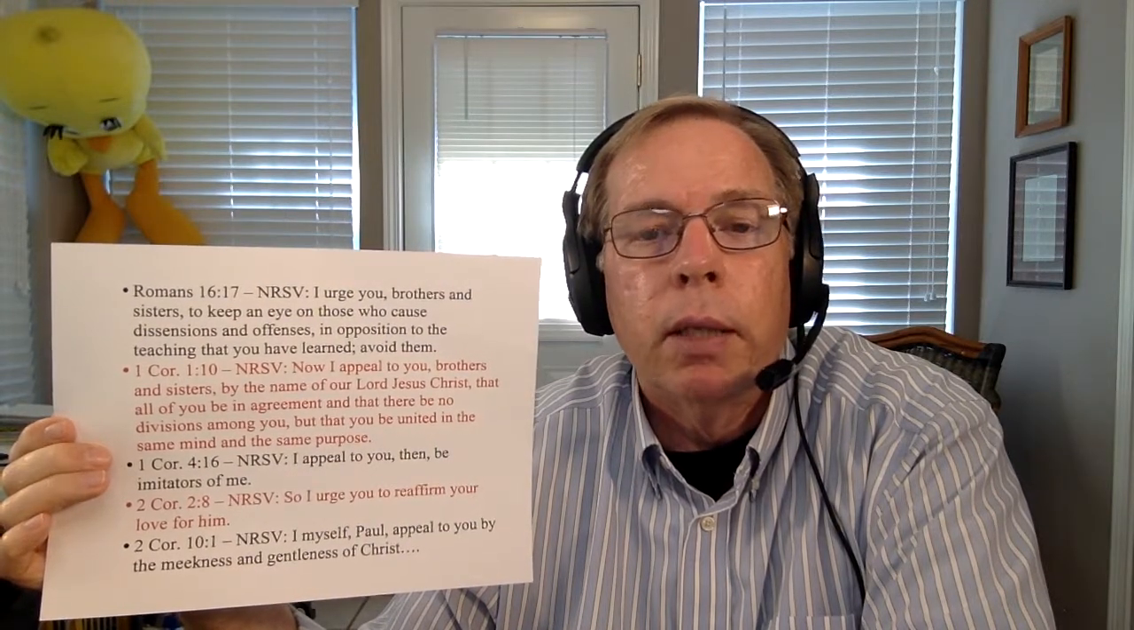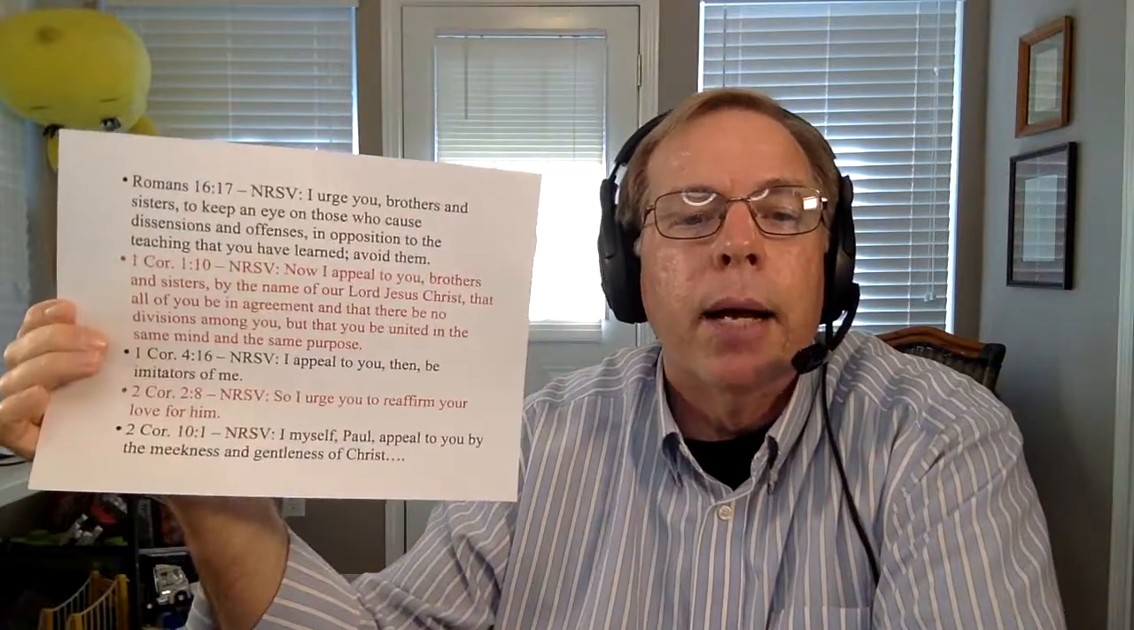Okay. Then in 1 Corinthians, Paul uses this word again. Now I appeal to you, brothers and sisters, by the name of our Lord Jesus Christ, that all of you be in agreement and that there be no divisions among you, but that you be united in the same mind and the same purpose. 1 Corinthians 4:16. I appeal to you then, be imitators of me. 2 Corinthians 2:8. So I urge you to reaffirm your love for him. 2 Corinthians 10:1. I myself, Paul, appeal to you by the meekness and gentleness of Christ.